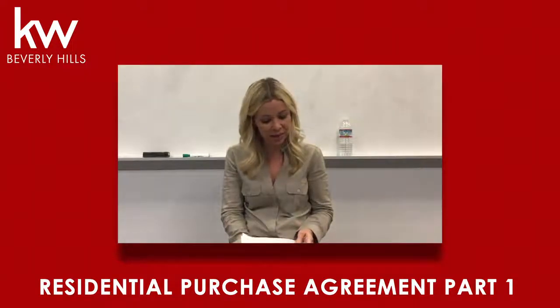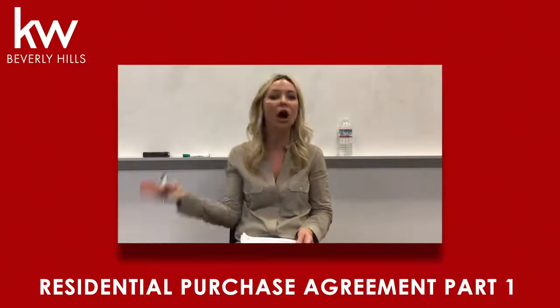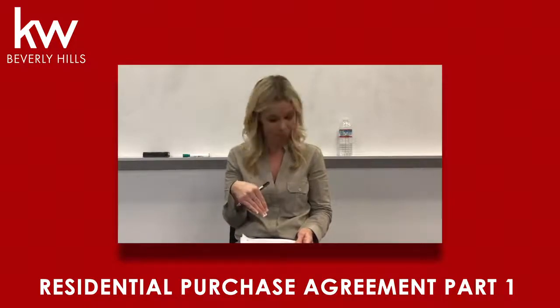So let's start at the beginning, 5A. The first one is backup offer addendum. If you're submitting an offer for backup and you know that at the time you're making an offer, you're going to go ahead and select this box. CAR forms will automatically pop in that form.